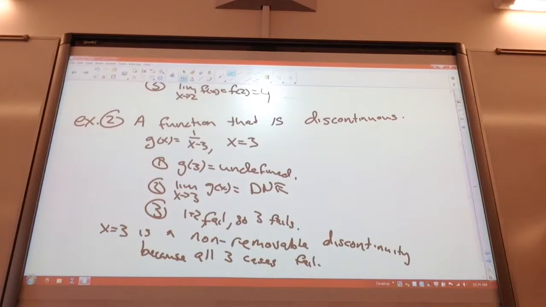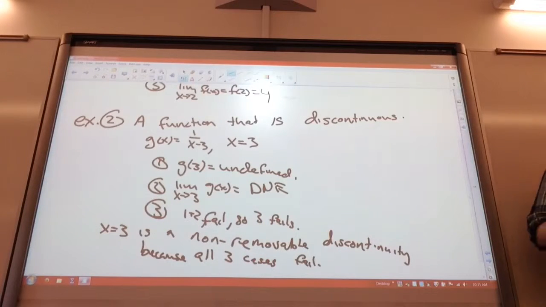The function we'll look at is g of x equals 1 over x minus 3, and we'll look at it when x is equal to 3. So first, would g of 3 be defined? No. Nope, doesn't work for g of 3. How about the limit as x approaches 3 of g of x? Does that exist? Nope, does not exist. Okay, we know when we try to figure it out, we see it as undefined.